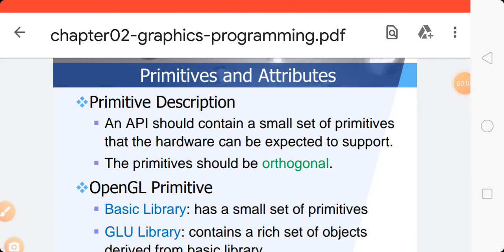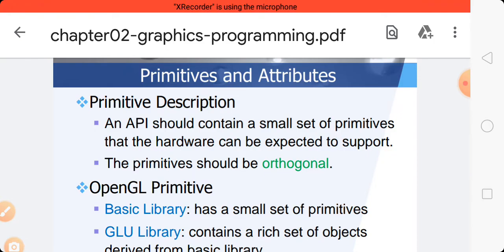In a previous session, we already learned about the graphics library, that is the GLE. Today we will learn about the primitive and attributes, meaning which type of primitives and attributes are used to draw computer graphics objects.